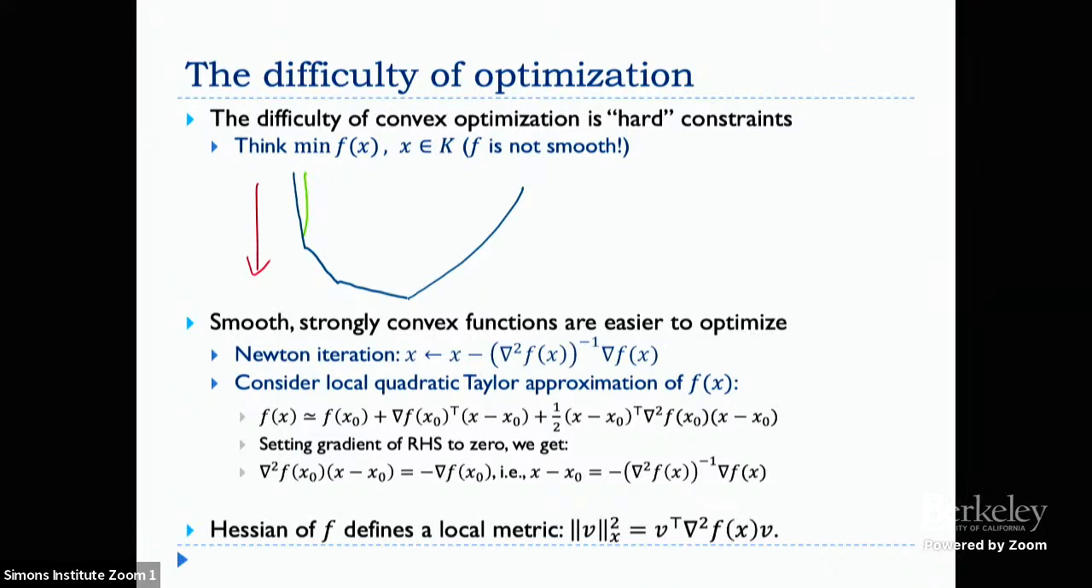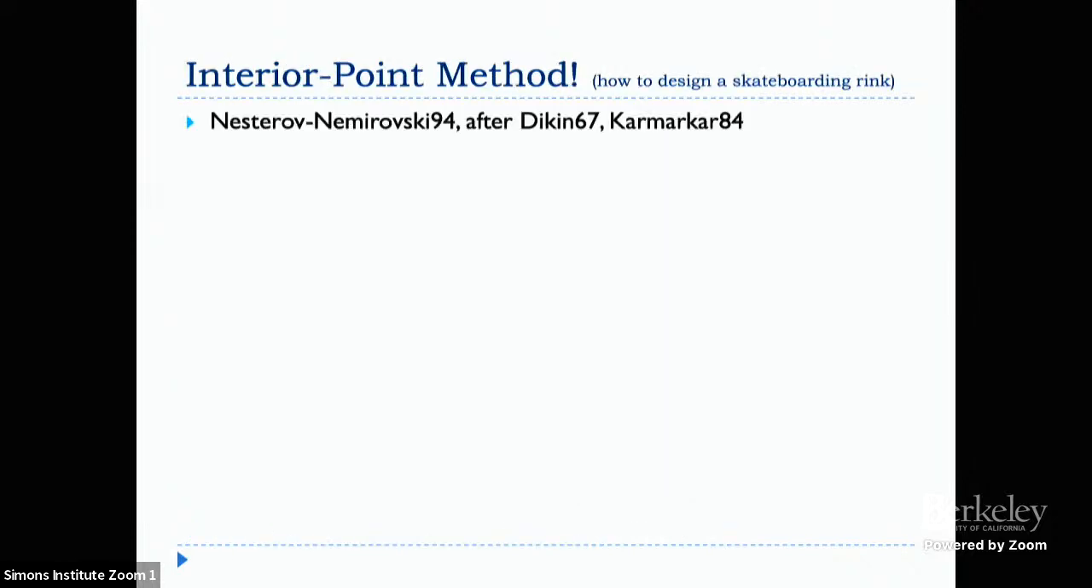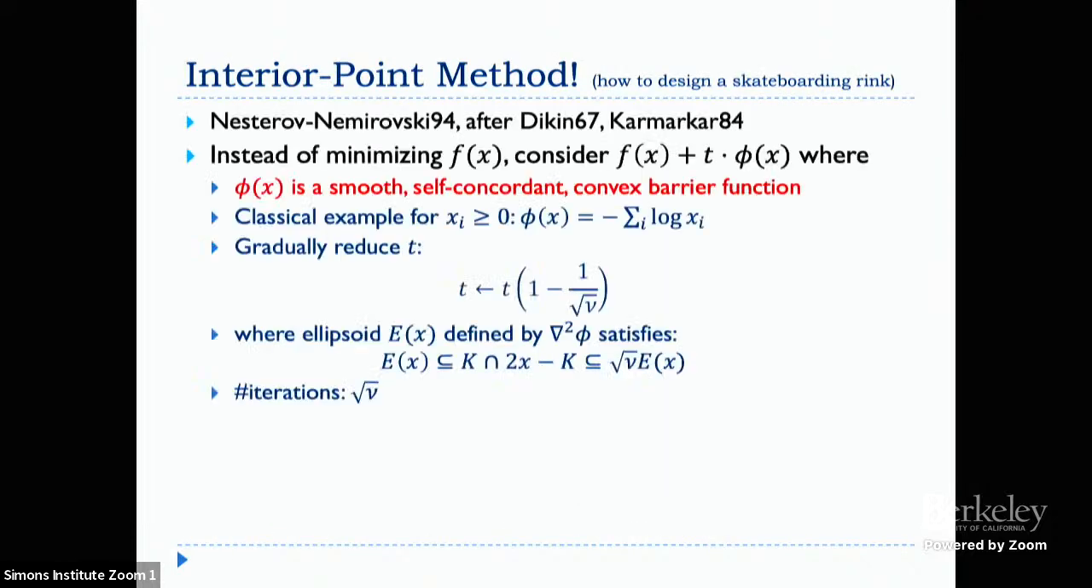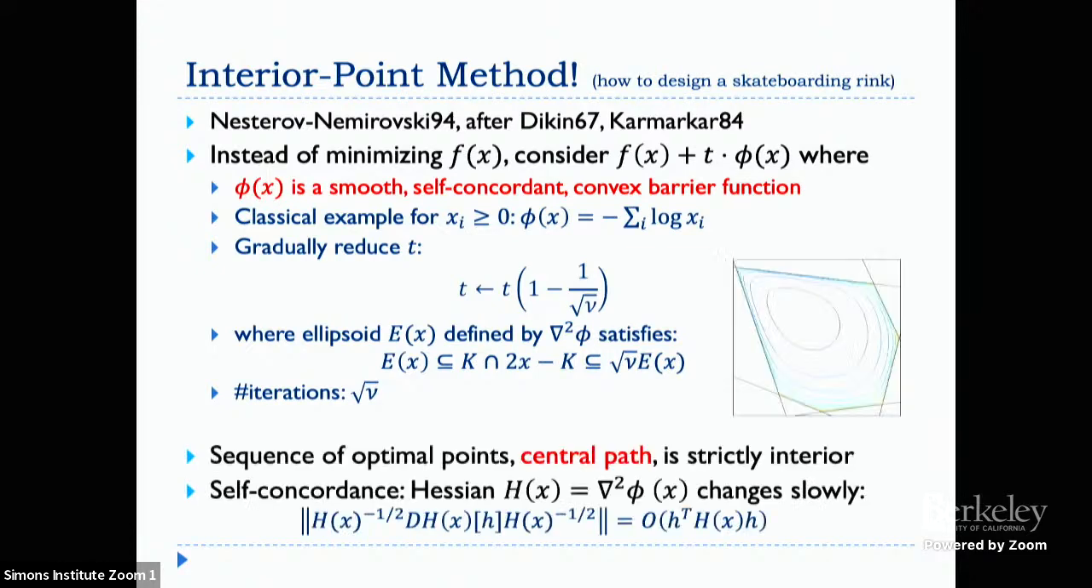Great. But this Hessian is crucial. How the gradient changes is crucial. I will use that to define your local geometry. So when you have a Hessian, it gives you the ability to define a local metric. Because the function is convex, it's always positive semi-definite, so this is a well-defined norm for every point. Great. So the interior point method, you'll see what I mean by why it's the same thing as designing a rink, is the following idea. I hope the animation works. Let's see. Oops. Oh, yeah, good.